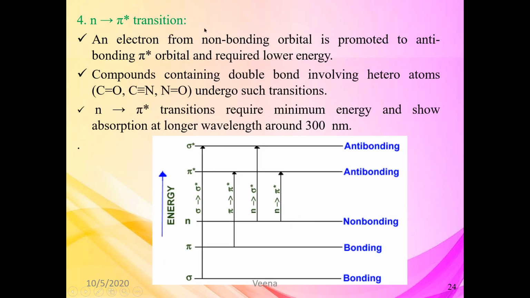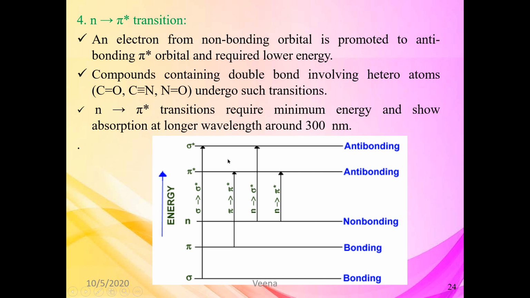Then comes n to pi star electronic transition. So it is the excitation of non-bonding electrons in the non-bonding energy level to pi star antibonding molecular orbital, and this will occur in the compounds containing both double bond and heteroatoms which contain non-bonding electrons. And n to pi star transition requires minimum energy, and it will occur around the wavelength 300 nanometers.